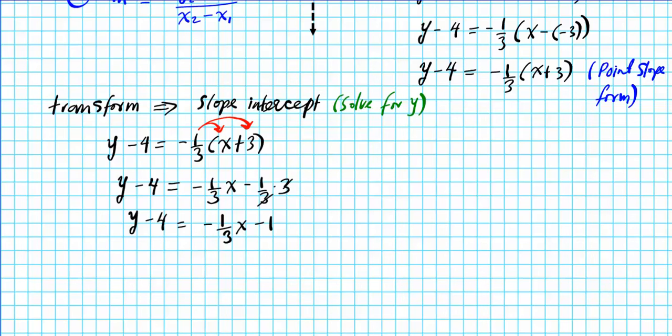So you add 4, and that gives us y equals negative 1/3 x plus 3. And this is the slope-intercept form.